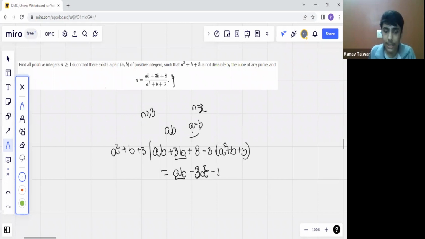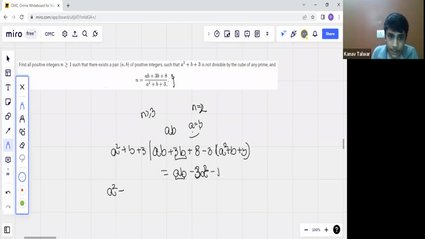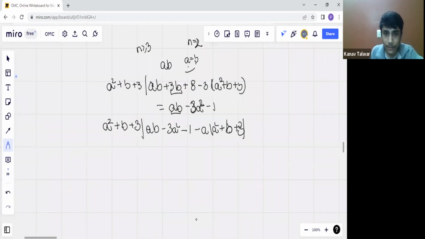Now try to eliminate this ab by multiplying by a. Now we can subtract a times a squared plus b plus 3. So a squared plus b plus 3 divides ab minus 1 minus a times a squared plus b plus 3. This simplifies to minus a cubed minus 3a squared minus 3a minus 1. Does this look familiar?